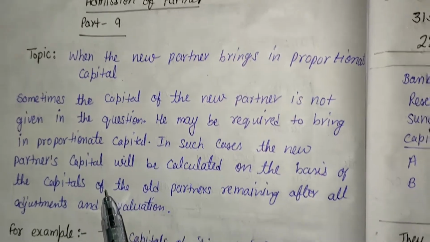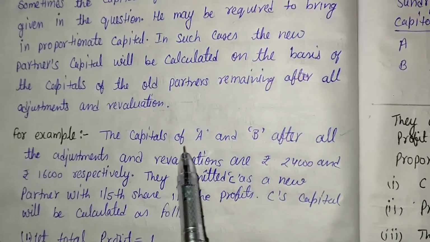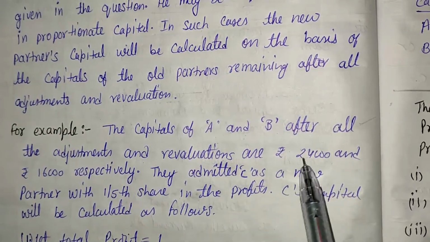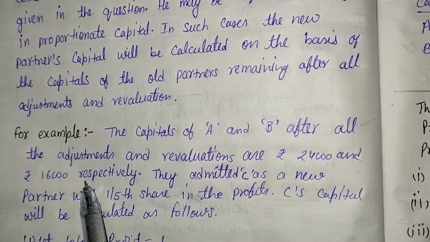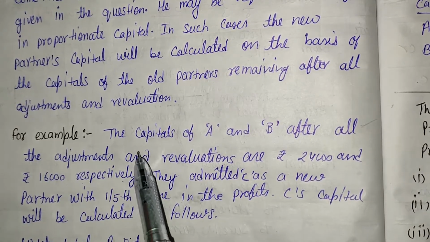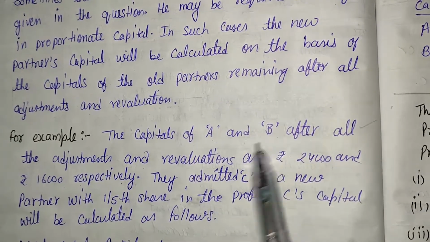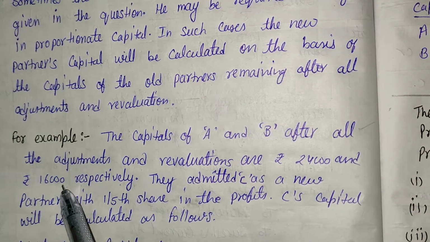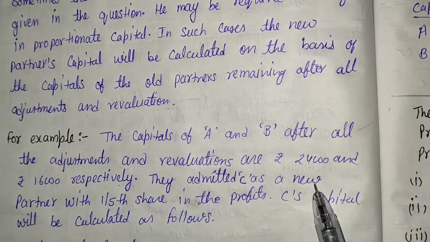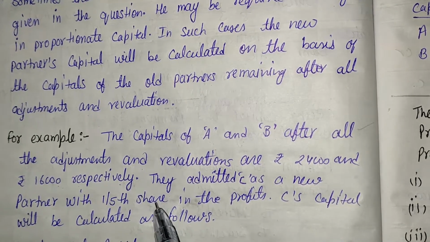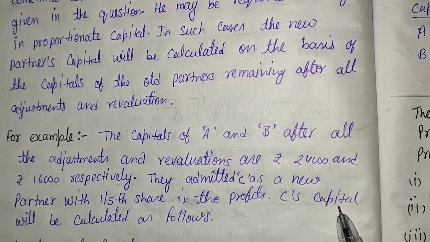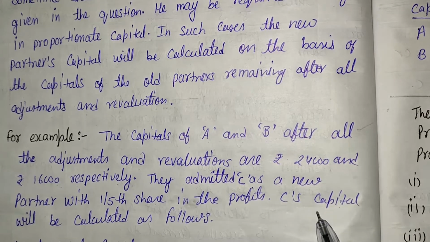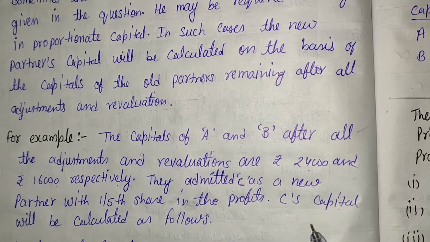Here the example is: the capitals of A and B after all the adjustments and revaluations are rupees 24,000 and 16,000. In simple terms, there are two partners A and B and their capitals are given, that is 24,000 and 16,000. They admit C as a new partner with 1/5 share. Calculate C's capital. For calculating C's capital, we will have to follow 5 easy steps.